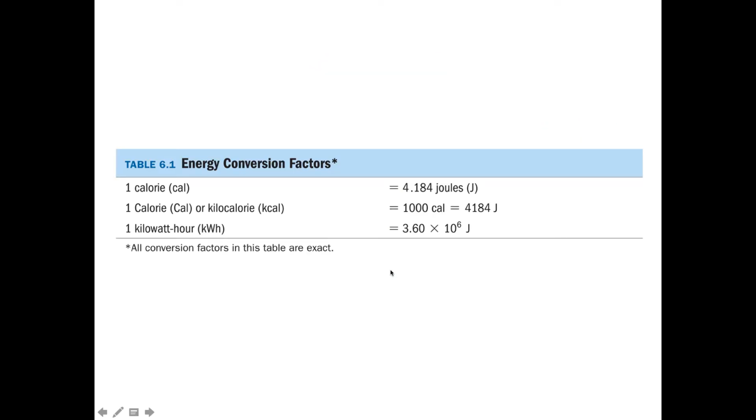As I said, we have calories and joules. These are going to be the primary units that we use. It turns out that 1 calorie is equal to 4.184 joules. And 1 kilowatt hour, we saw this on the previous slide, is that. These are considered exact, so there's an infinite number of sig figs in that number. All of these numbers are considered exact.